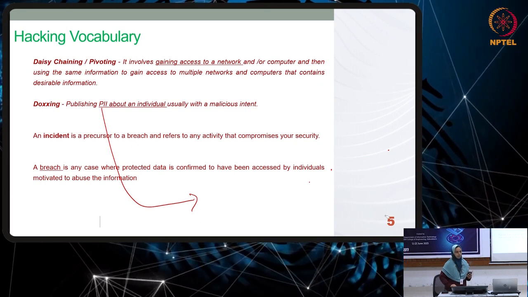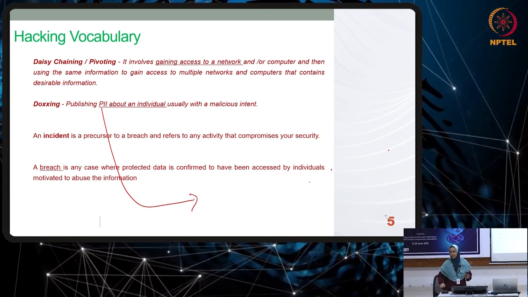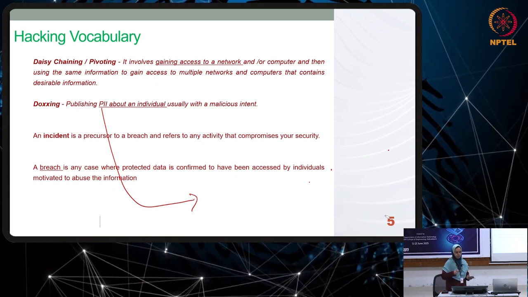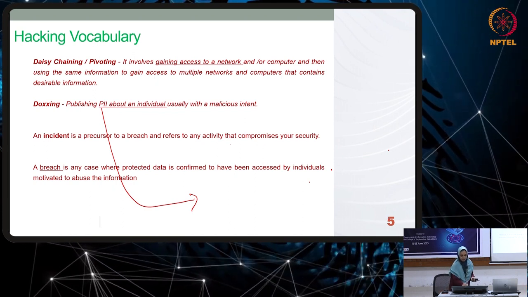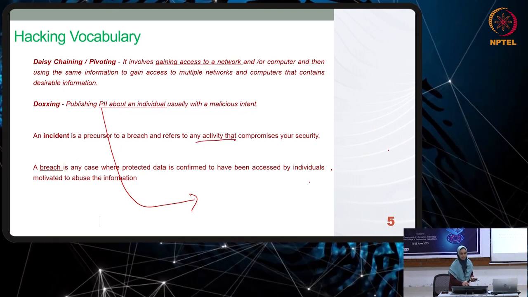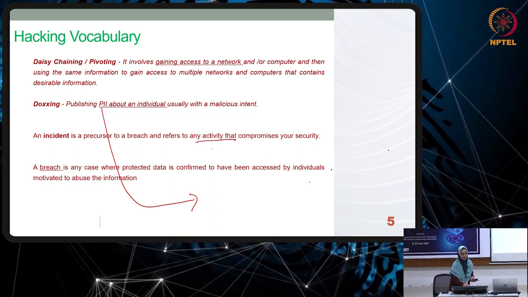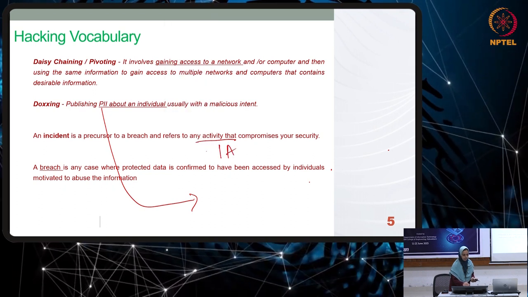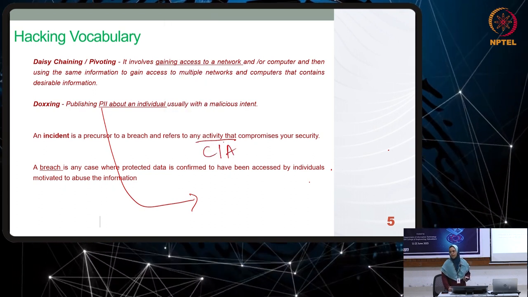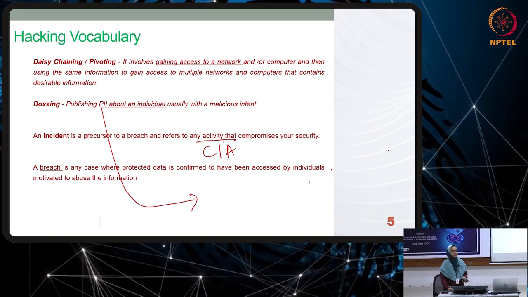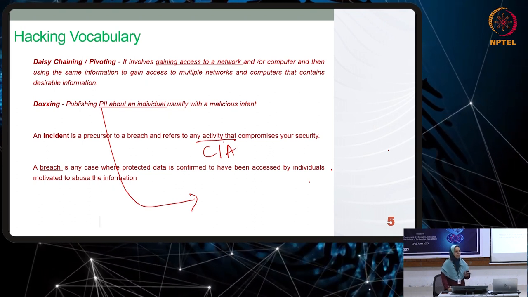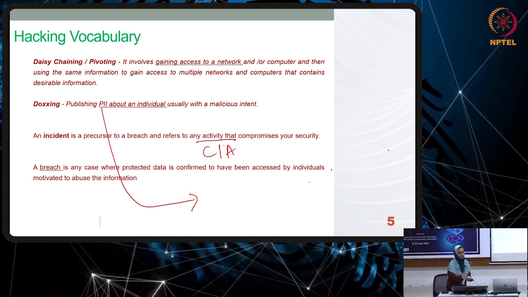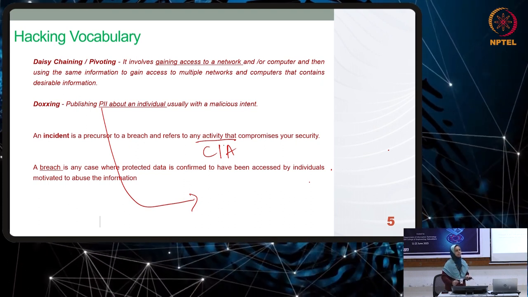Any doubt till here? Are you able to follow? Right? Okay. So always remember, when I talk about an activity, what are the three types of compromise that will happen here? CIA: confidentiality, integrity and availability. Compromise on any of these three can be termed an incident, right? But a real harm, yes.